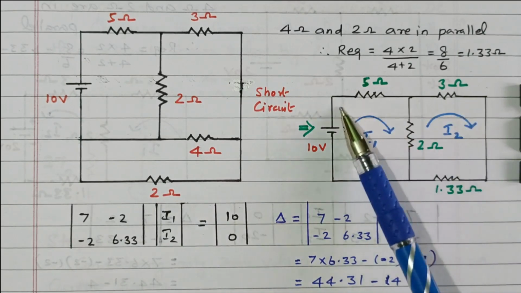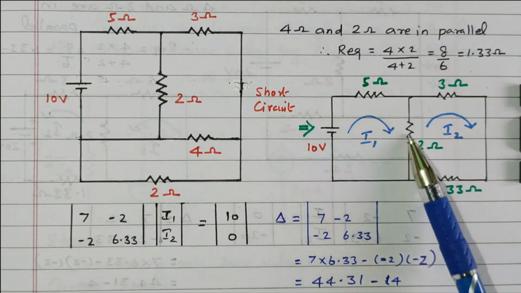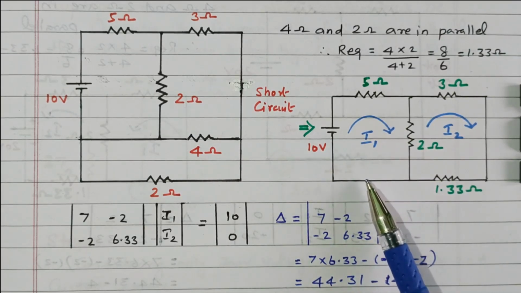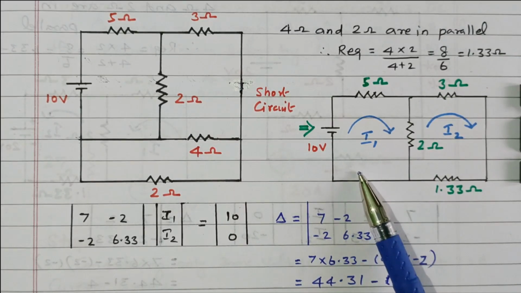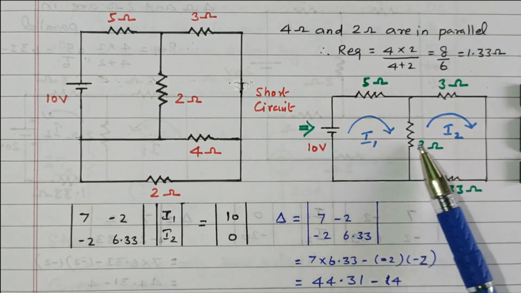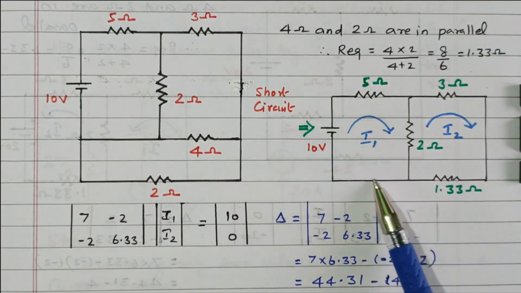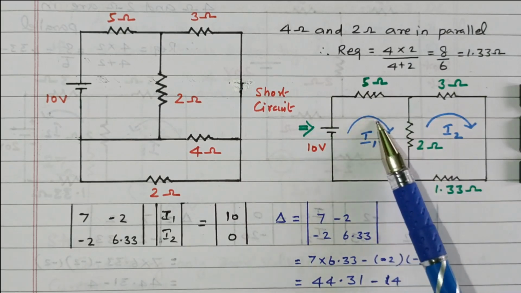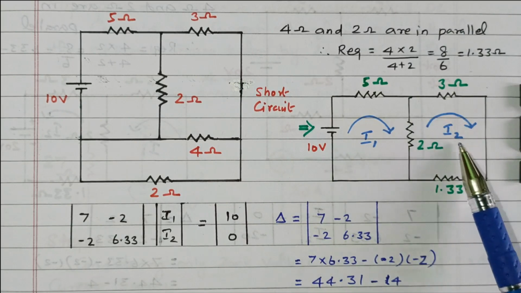Now the circuit is further simplified. Our aim is to find the current through the 2 ohm resistor, so we can use the loop method, Kirchhoff's voltage law, KVL, using the loop method. This is the first loop, the current is I1. This is the second loop, I2. Loop means closed circuit. The current flowing through loop 1 is I1, and the current flowing through loop 2 is I2.